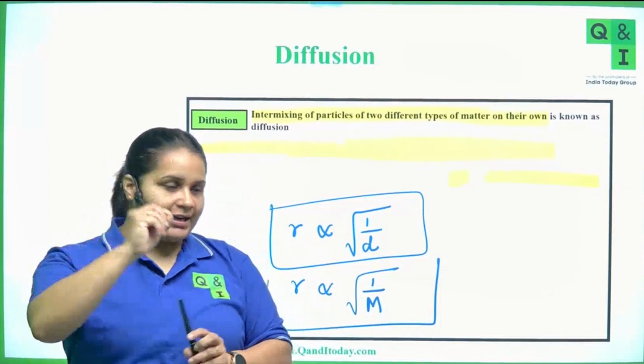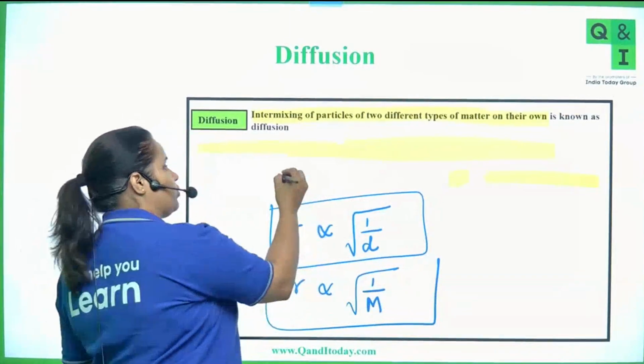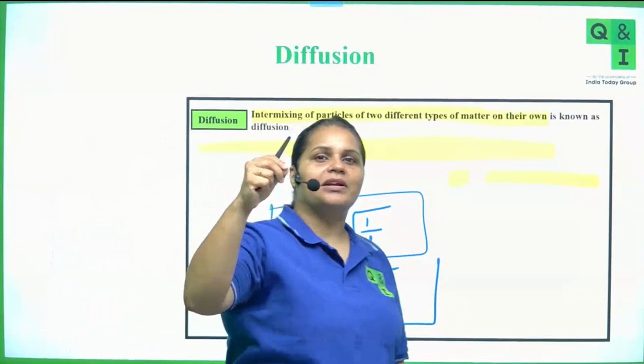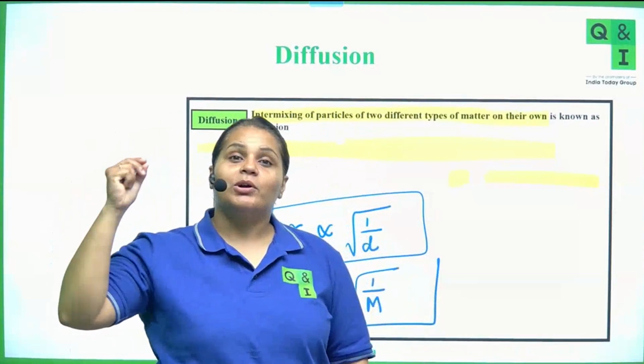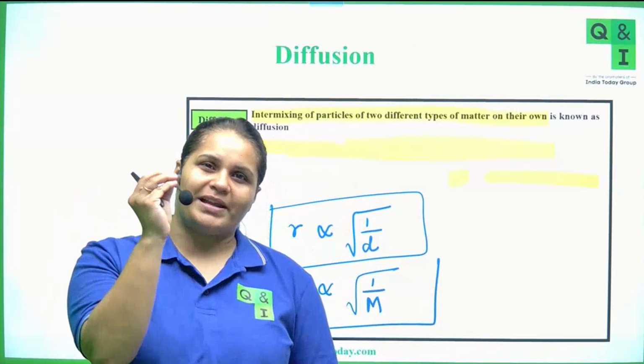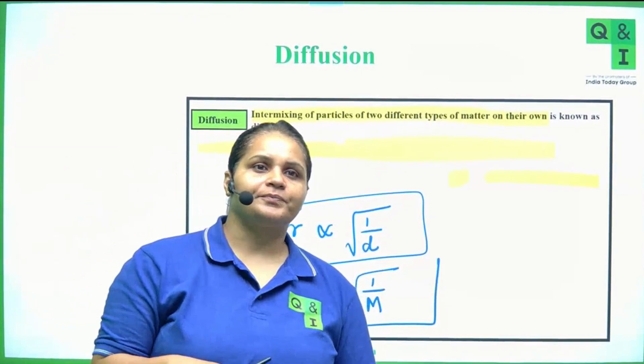So when you have a green or black board and you use chalk to write on it, how do you see that it is being written on the board? Because the chalk particles are getting diffused into the space which is present in the board. Understood?